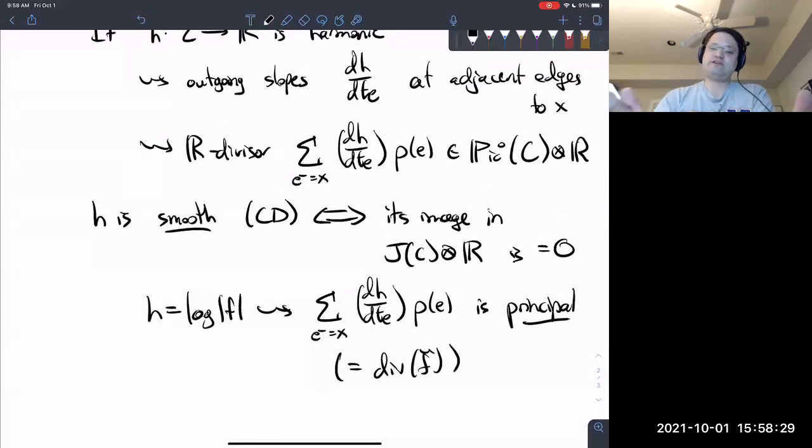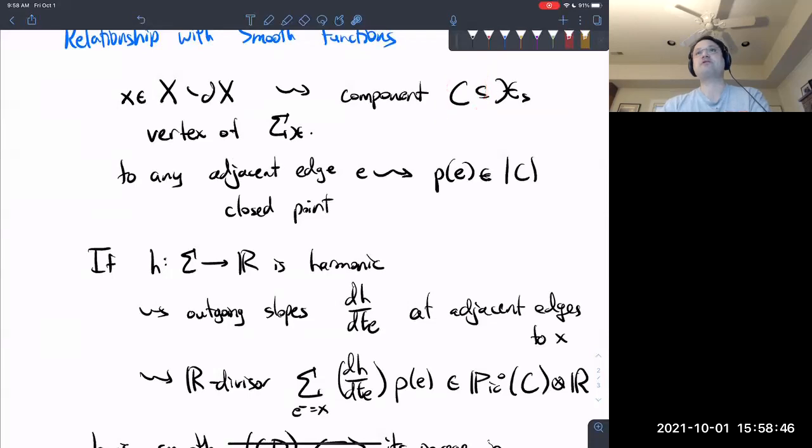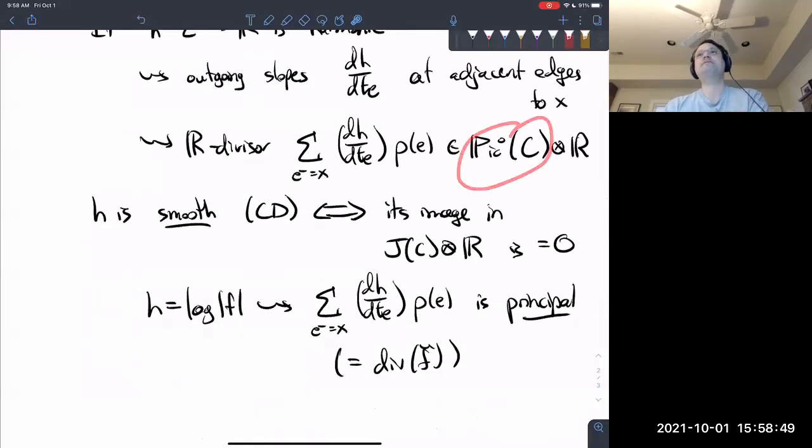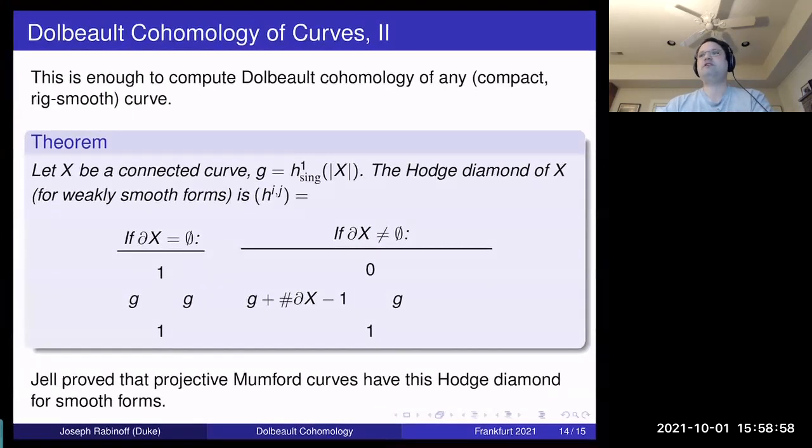So the main difference is whether or not the image of this R divisor is principal in the appropriate sense. However, if all irreducible components are rational, then the Picard group is 0. So this condition is vacuous. And for this reason, when you're working with Mumford curves, there's really no difference between the two theories. This really only shows up for non-Archimedean curves with higher genus components or higher genus points.